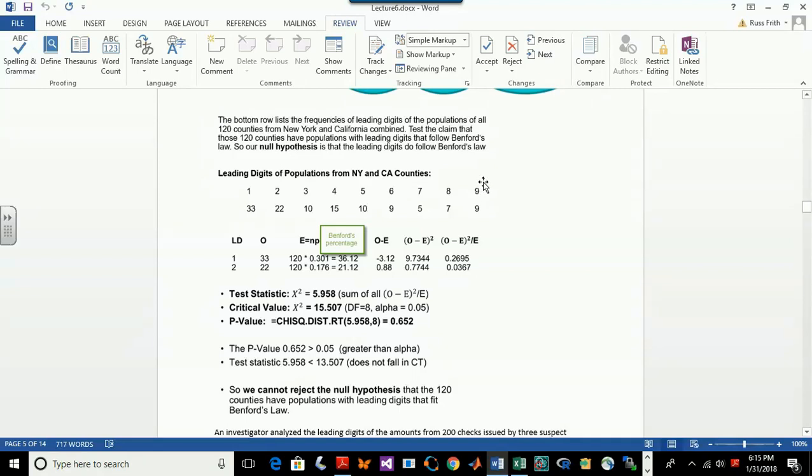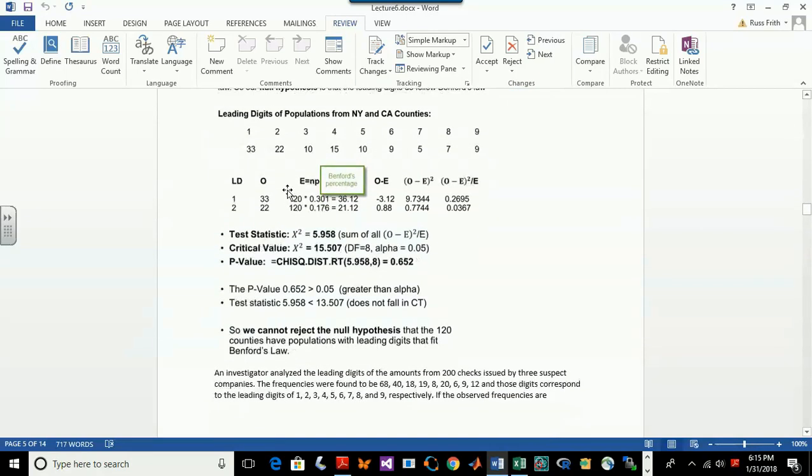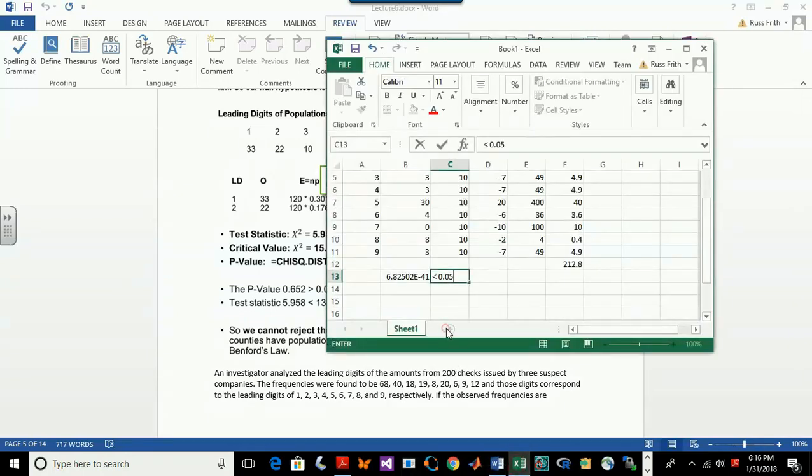All right, so we go ahead and construct Benford's table. I can do that in Excel using the data. So let's go to another sheet, if it'll let me.